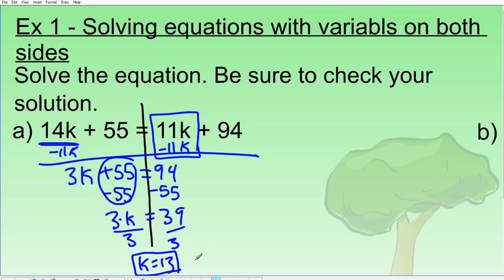Okay, so once you get rid of the variable on the right-hand side, you see it's kind of like all the other problems we were doing in the last lesson, where you get rid of the add and subtract, then get rid of multiply and divide.